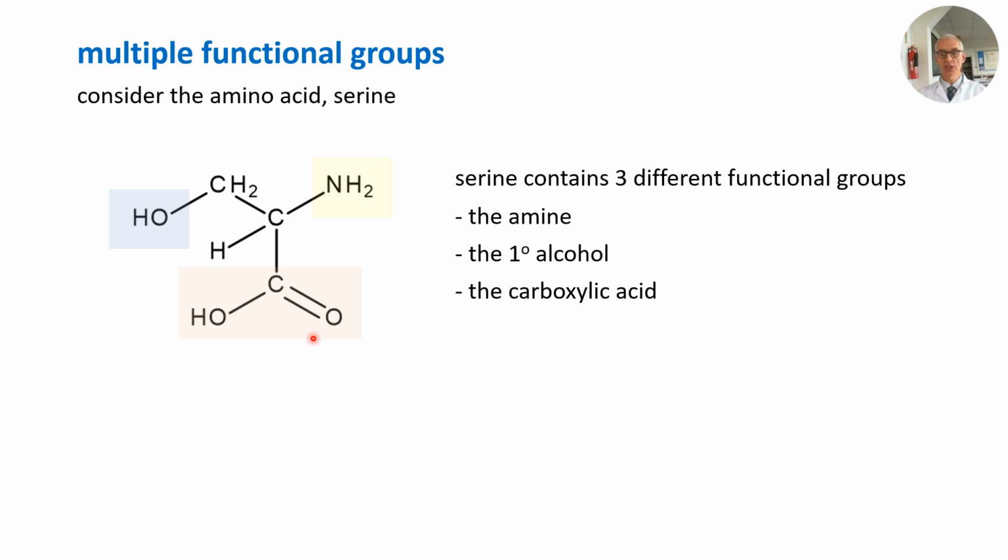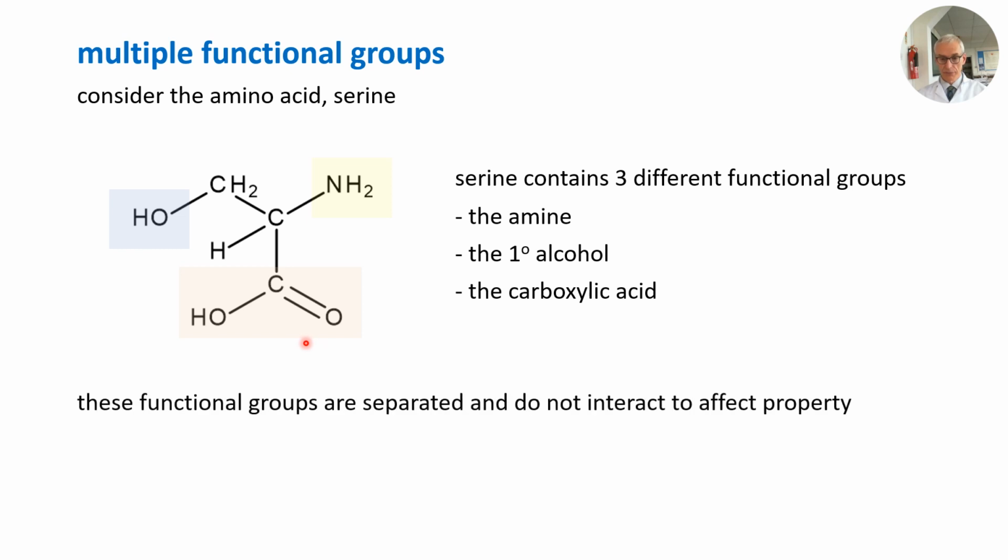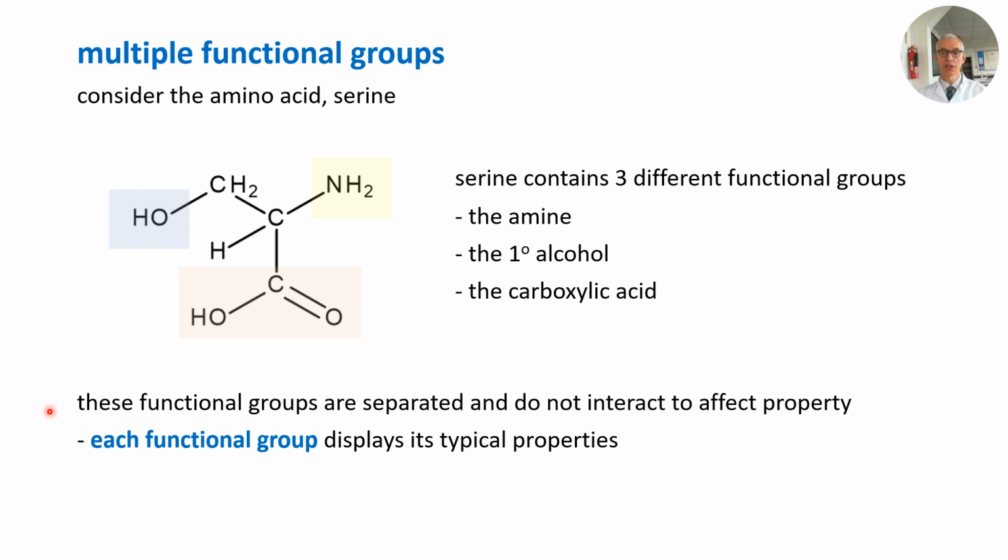Now, as these are separated by the carbon skeleton, these functional groups do not interact to affect property. So each functional group displays its typical properties. So within this amino acid, serine, we have the reactions of an amine, the reactions of a carboxylic acid, and the reactions of a primary alcohol.